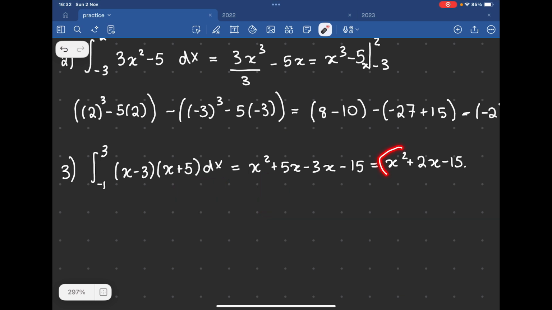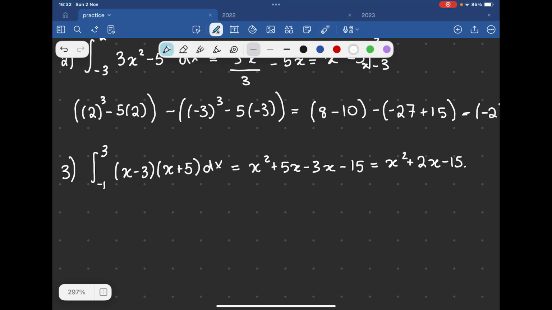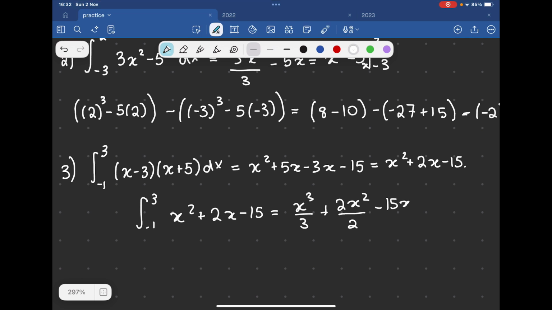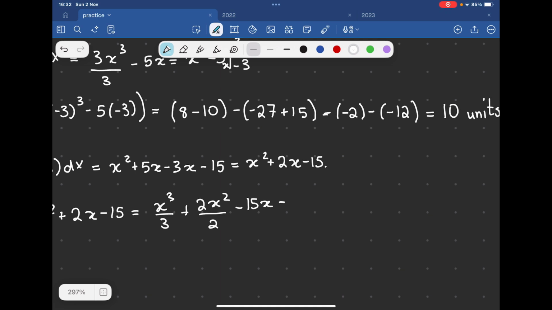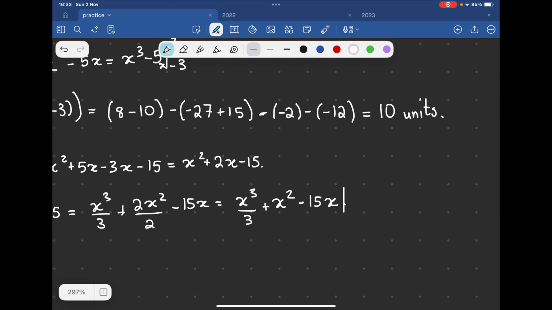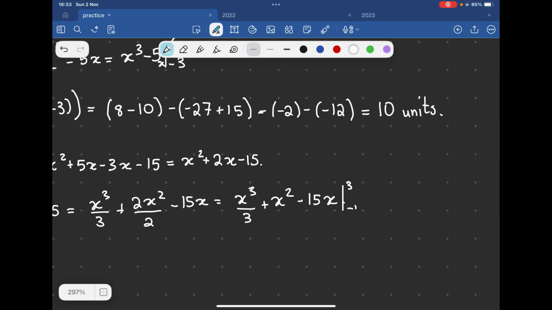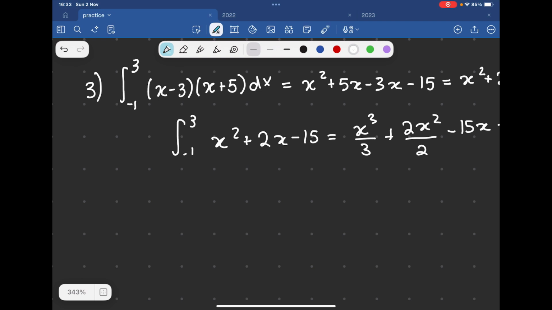Now that we've expanded the brackets of this function here, we can finally integrate it. For our rule, we have x to the power 3 over 3 plus 2x squared over 2 minus 15x. Simplify that, and we get x cubed over 3 plus x squared minus 15x. Now that's before we've added in the boundaries, so we're just going to show that our boundaries are 3 and minus 1. So now we're going to add the fundamental theorem of calculus, so we're just going to sub in.